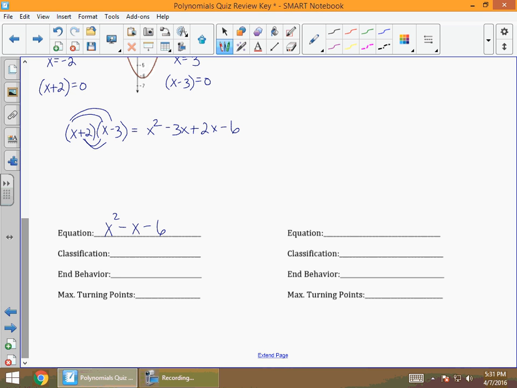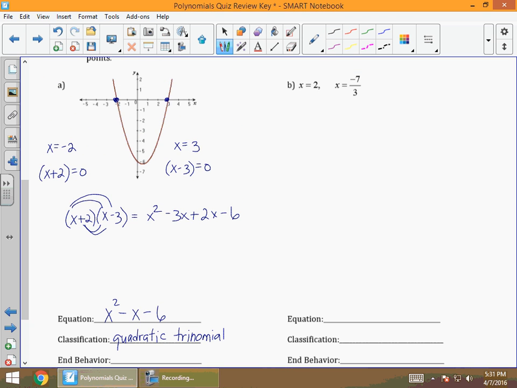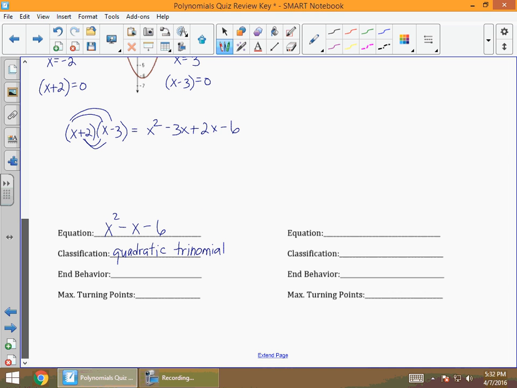Classifying it, it is a degree 2, so we call that quadratic. And it has 3 terms, so it is a trinomial. The end behavior, if I just look at the graph, I see that the left side is pointing up and the right side is pointing up. So my end behavior is up, up.